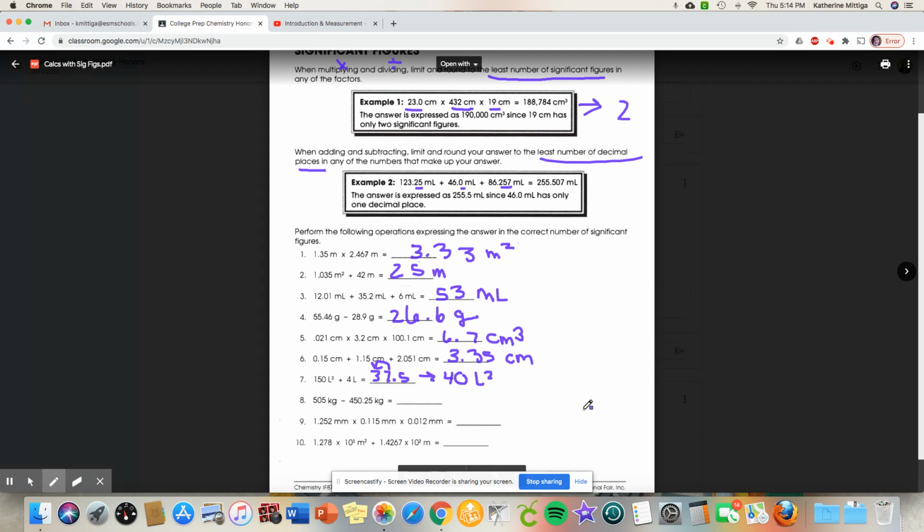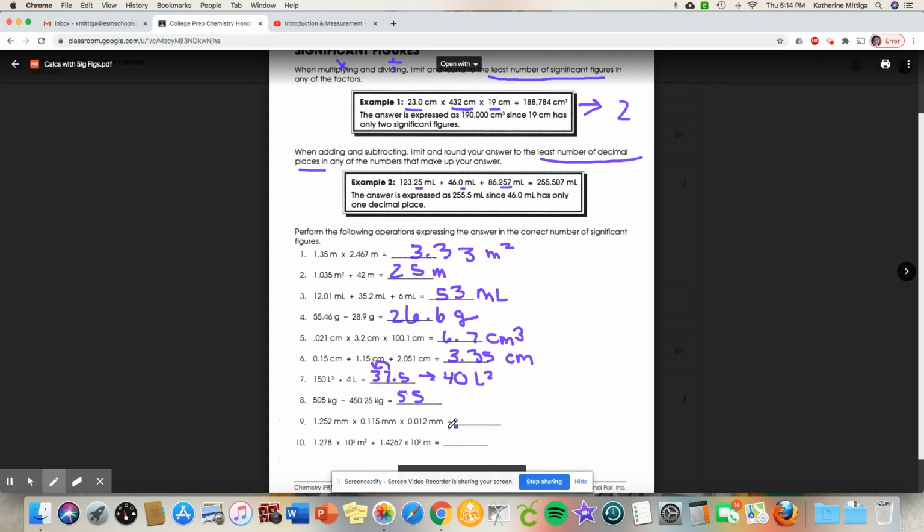Okay, subtraction meaning fewest number of decimal places. 505 has 0 decimal places. 450.25, so I have 54.75. But I don't want any decimal places. So I look, this 7 is able to round that 4 up. So it becomes 55. We're not talking about total number of sig figs. We're talking about decimal places.